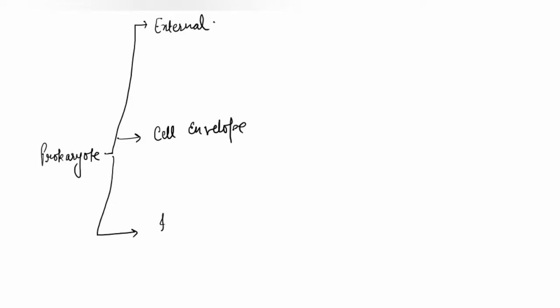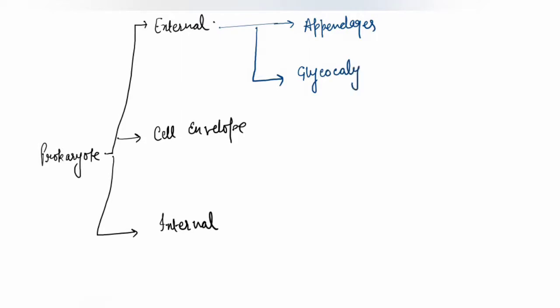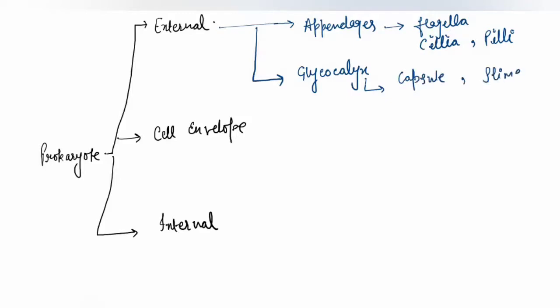Now we will start with the basic chart that we will study in prokaryotic cells. It contains the external structures, the cell envelope, and then the internal structures. So this is the chart showing the basic structure of a prokaryotic cell. If we talk about the external structure, we have outer appendages. Then we have glycocalyx. Glycocalyx is a covering that is made up of sugar and protein. In appendages we have flagella, cilia, pili, fimbriae. And in glycocalyx we have capsule and slime layer.